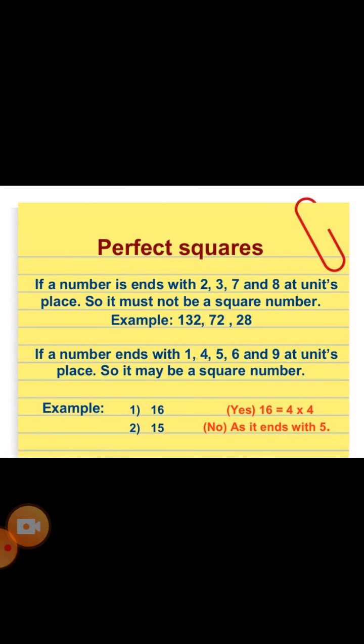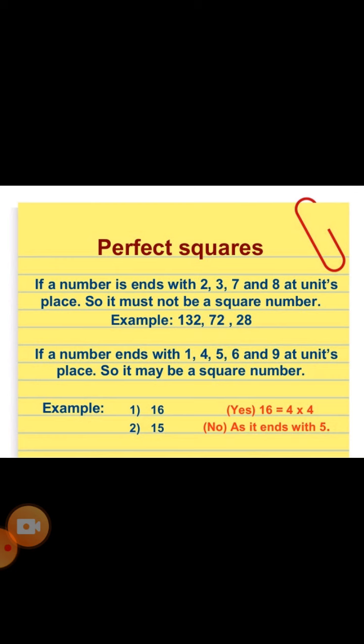Perfect square: if a number ends with 2, 3, 7 or 8 at the units place, then it must not be a square number. For example, the numbers 132, 72 and 28. If you observe these numbers, the last digits are 2, 2 and 8. So these numbers are not perfect squares.